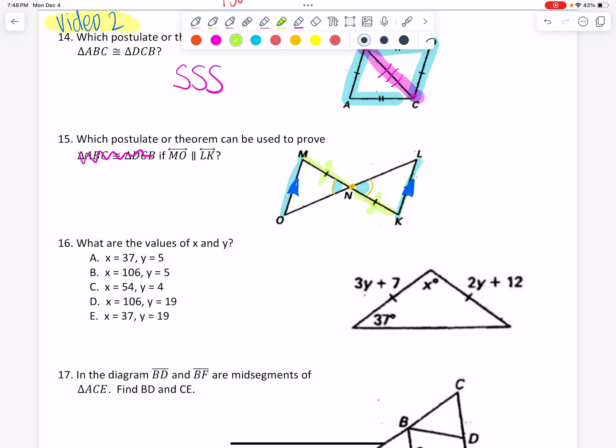There are two places you can add alternate interior angles. If these lines are parallel and this is my transversal, then I could add an angle at angle O, and angle L would be congruent. If I did it that way, at angle O and L, then you would say angle, angle, side. But you can also do it here, at M and at K, and that would be angle, side, angle, which would also work. If this were a multiple choice test, I would give you credit for either of those.